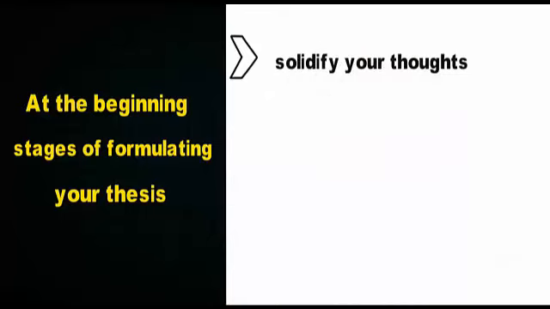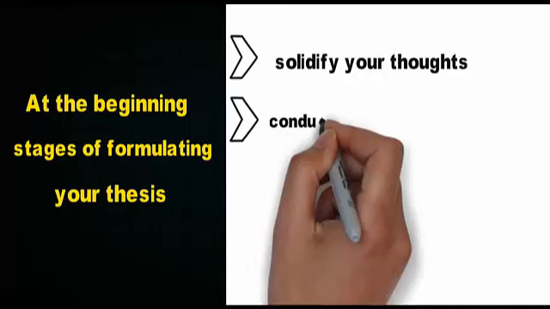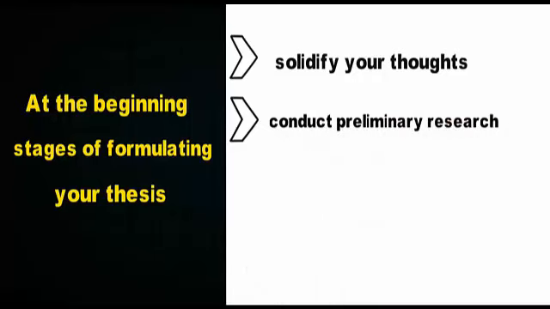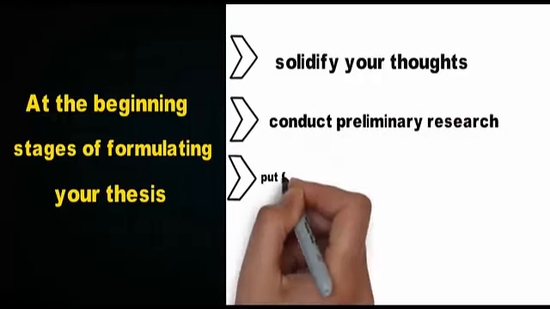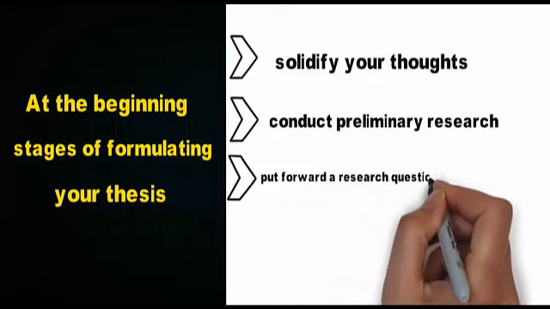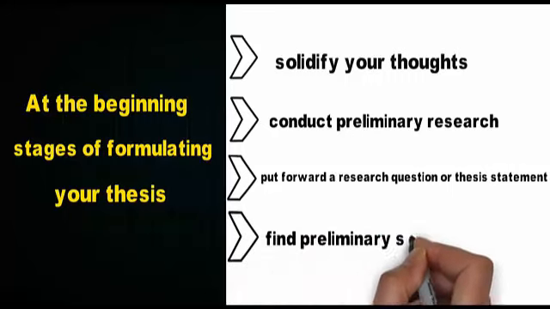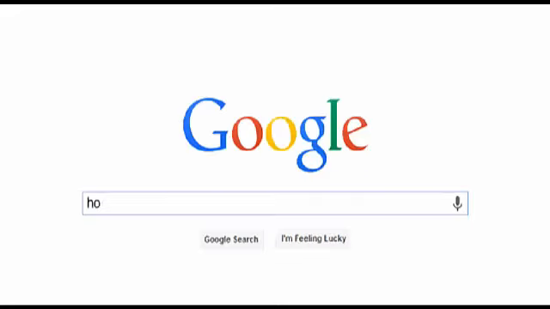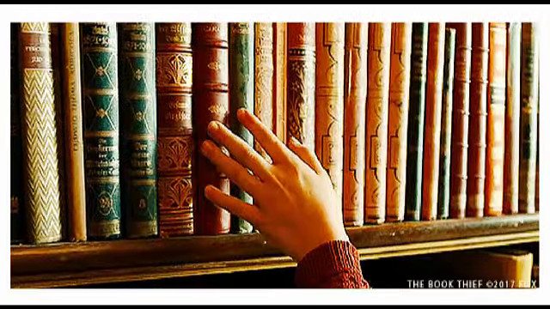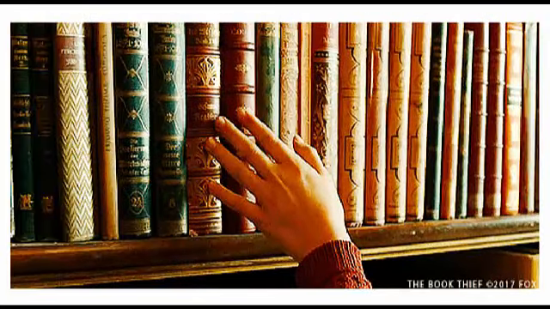Step 1. At the beginning stages of formulating your thesis, many of the issues are still very unclear, and you need to solidify your thoughts, so you should conduct preliminary research. This will help you to put forward a research question or thesis statement that will finally lead to more relevant and specific research. You can visit a library, check the internet and other electronic databases to find preliminary sources such as scholarly journals and books about your background of the study.